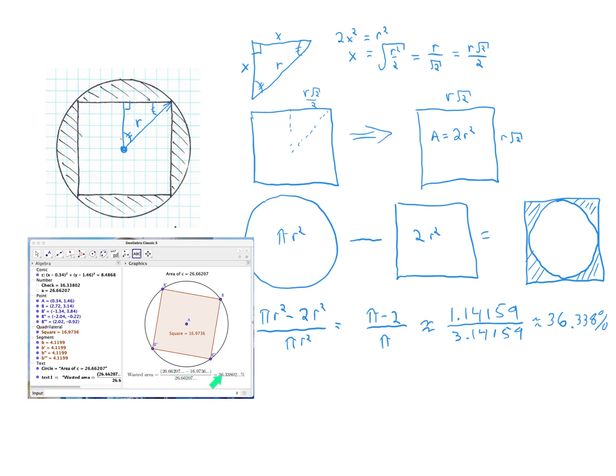Anyway, you end up with the same 36.33802%, about 36%. And also there's the answer to your question.